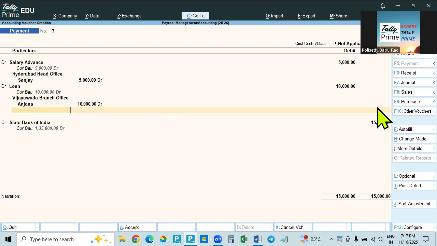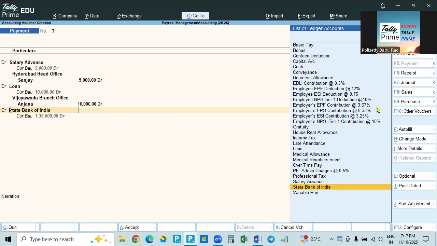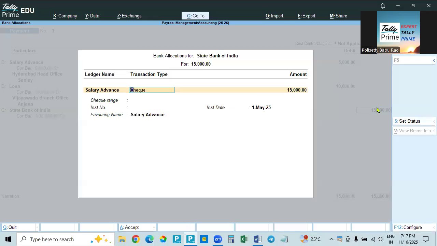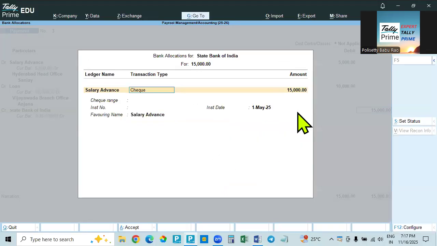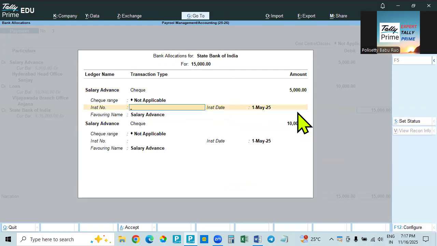If you click this, State Bank of India, 15,000. Now it will ask you how you paid. See, the first one is salary advance, 5,000. For salary advance, we give a check. For example, it is 5,000 only. Salary advance 5,000. Okay. What is the check number we have? 1, 2, 3, 4, 5, 6. Six digits will be there. Okay, so first this is okay.